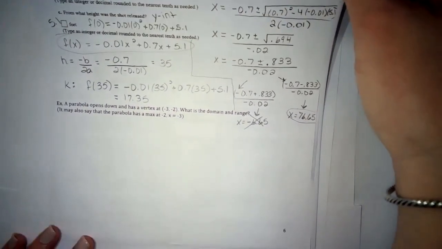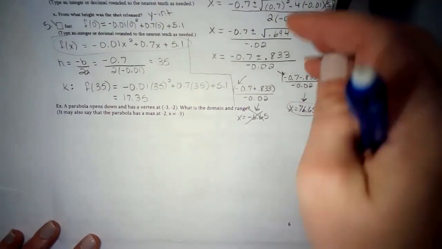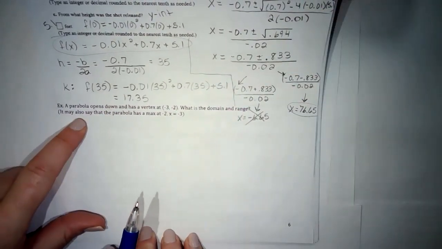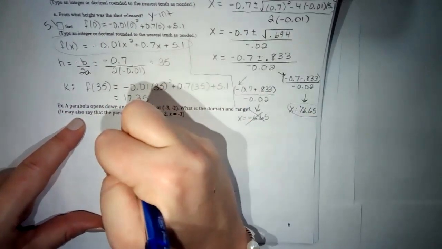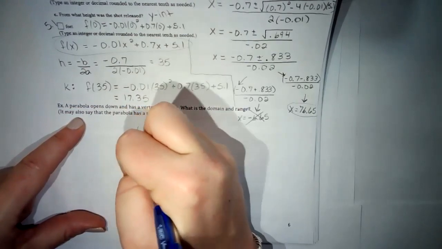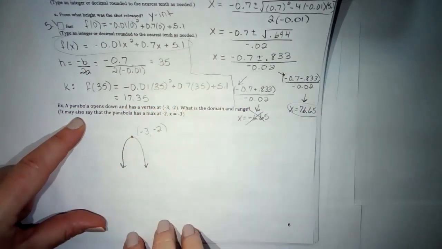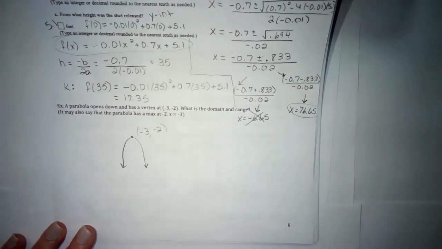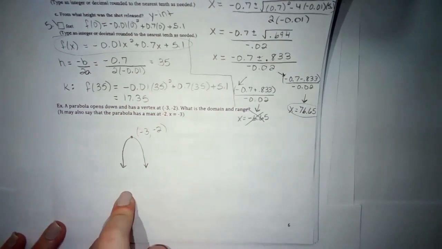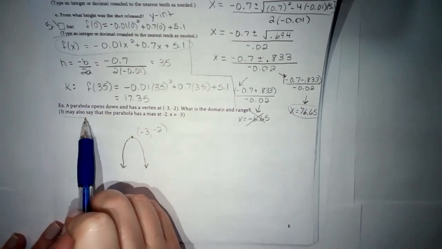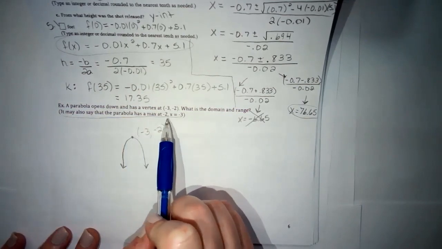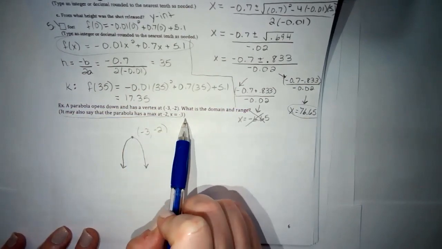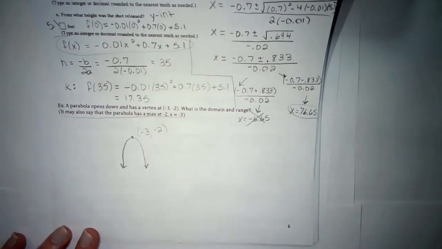All right, now we're back to a doable one. Okay, so we're told a parabola opens down. Fantastic, love that. It has a vertex right here at -3, -2. What's the domain and range? Now, let me warn you, one of the MyMathLab problems will say exactly what I just said. The other one will give you this information. It's going to say the parabola has a max at -2, x equals -3. It's the same information, it's just told to you different.